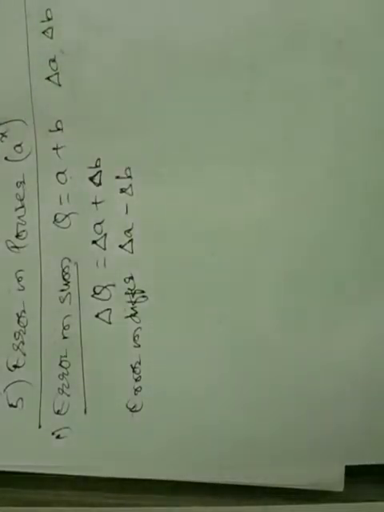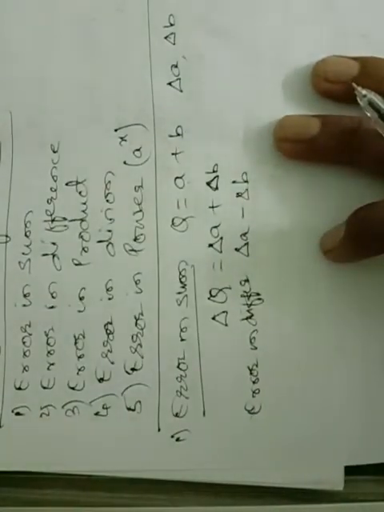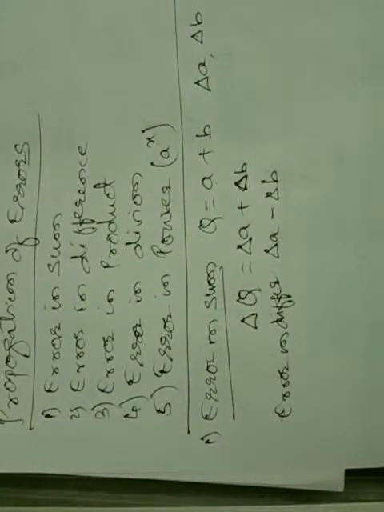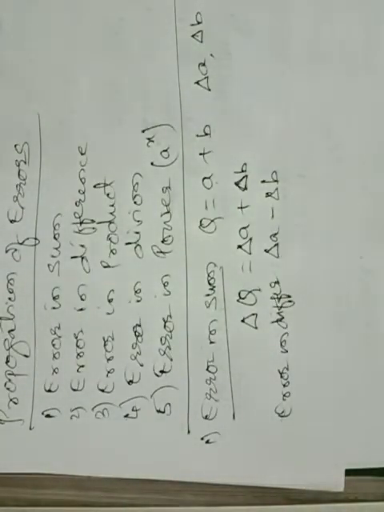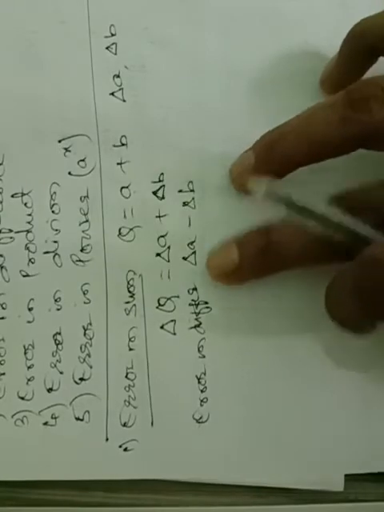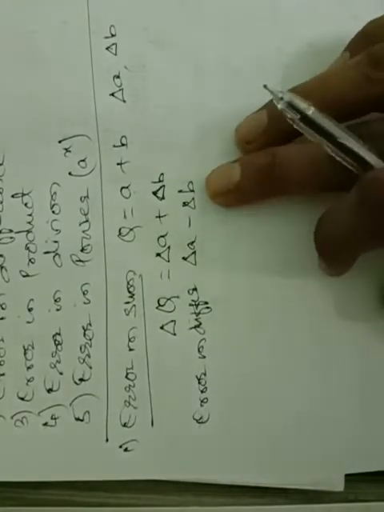Now see, in the third video, again I am just repeating, we are studying about the propagation of errors. So 5 types of propagation of errors we saw: error in the sum, error in the difference, error in the product, error in the division, error in the power. The first 2 we saw, sum and difference. In the sum case, it will be delta A plus delta B. In the difference case, it will be delta A minus delta B.